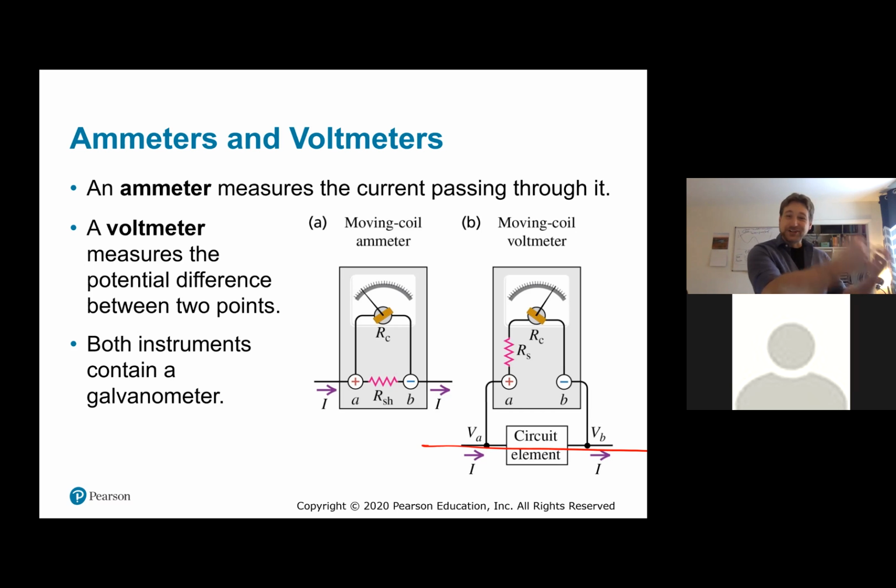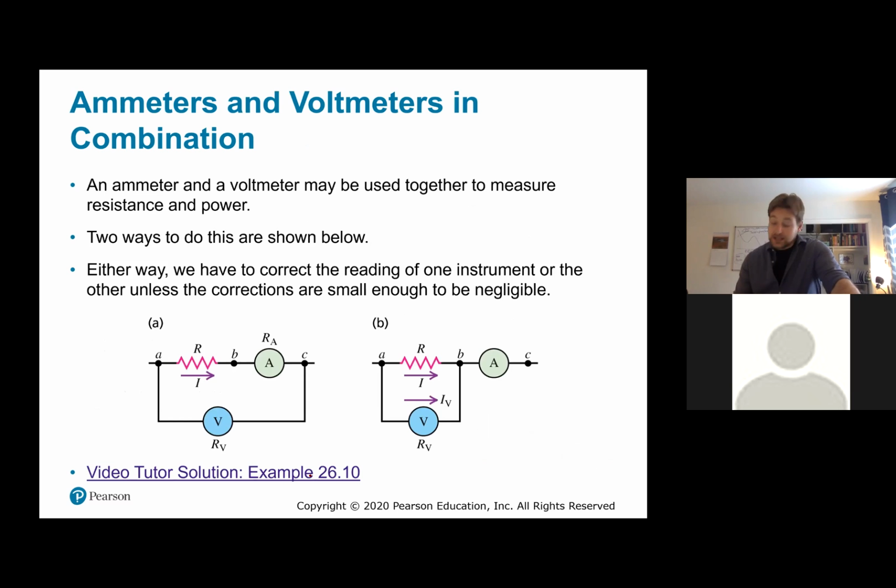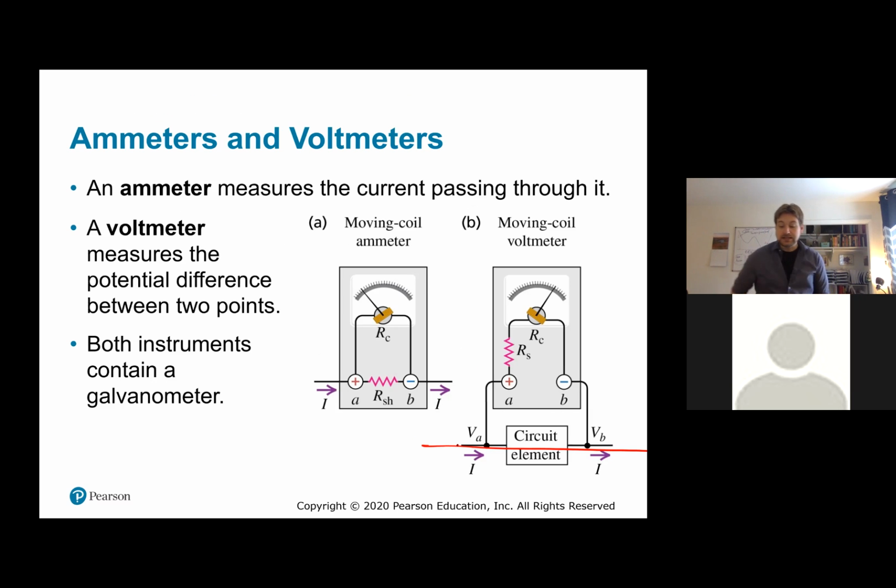If there's a current in the circuit that I need to measure, I have to break the circuit to put the ammeter in. Voltage I can measure from outside the circuit. If we're doing both, note the internal construction. Each of them has a resistor.